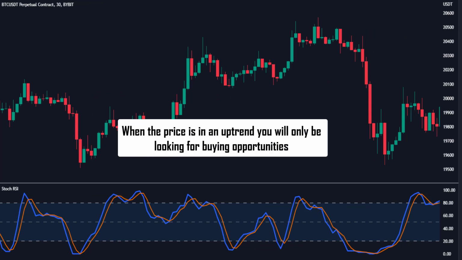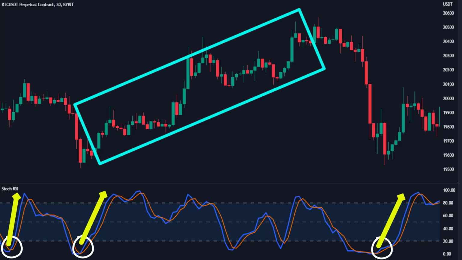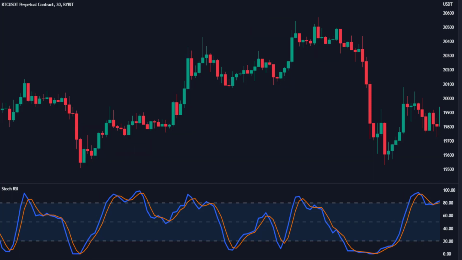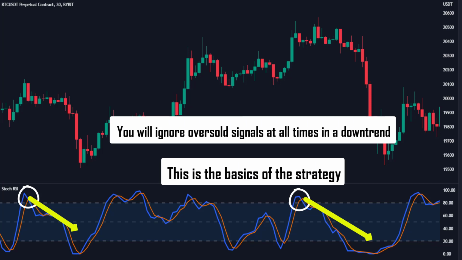So when the price is in an uptrend, you will only be looking for buying opportunities, and these buying opportunities will occur when the stochastic is below 20 and about to cross back up. In an uptrend, we will avoid the overbought signals at all times. Similarly, in a downtrend, we will look for selling opportunities when the stochastic goes overbought above 80 and about to cross back down. We will ignore oversold signals at all times in a downtrend. This is the basics of the strategy.